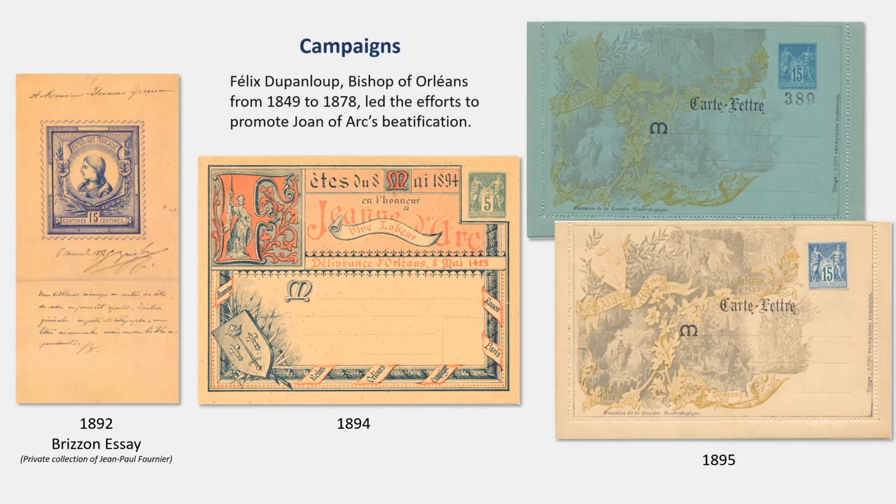And there was promotion from other sources, and I know nothing about this gentleman called Brison, but you can see an essay that he did because he thought it would be a good idea to promote Joan of Arc on a French stamp. And at the time, the letter rate was the 15 centime sage in blue. And he thought, why not produce something to replace it? And there was that image of Joan of Arc on a stamp. So there was a proposed stamp there.